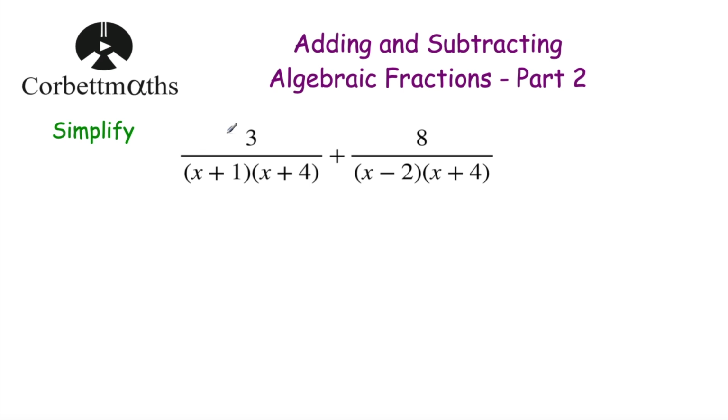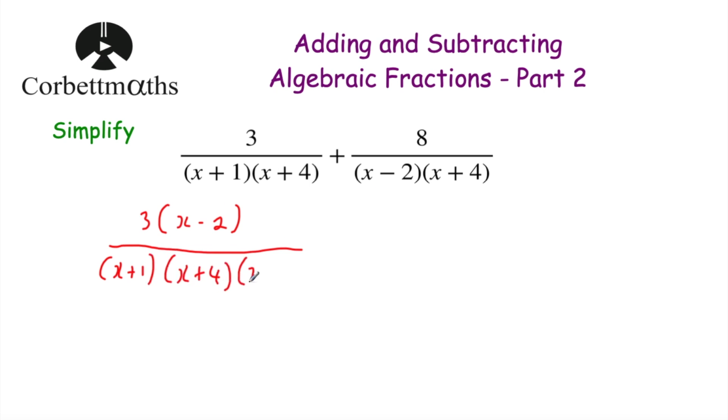So let's start by multiplying both the numerator and denominator of this fraction by x minus 2. So the numerator would be 3 and then in brackets x minus 2. I'll expand that bracket later. And then over, we're going to have our x plus 1, and then our x plus 4, and then finally our x minus 2, what we're timesing it by. So that's the first fraction, and as you can see that fraction has now got all three brackets, x plus 1, x plus 4 and the x minus 2.